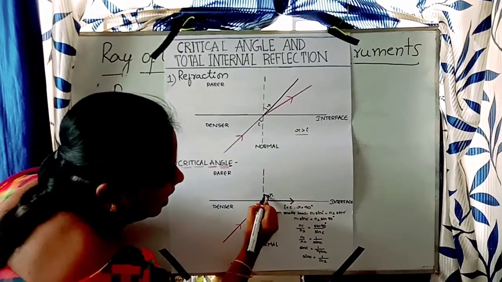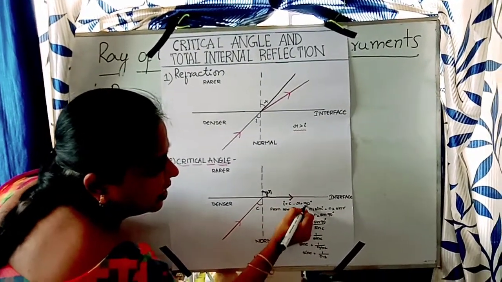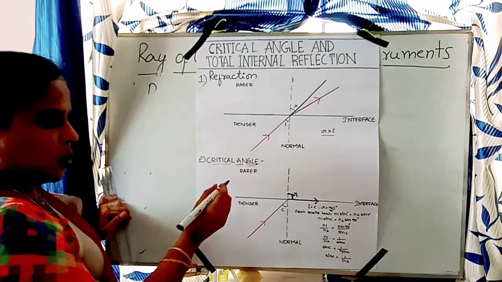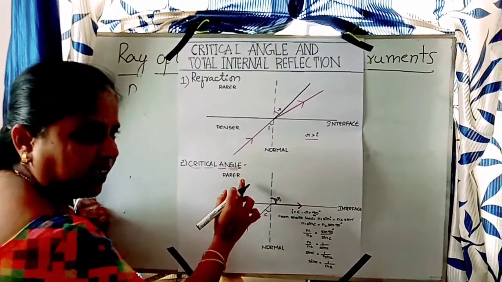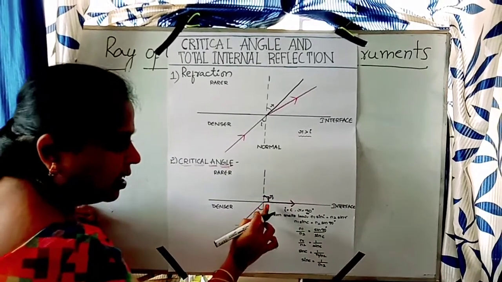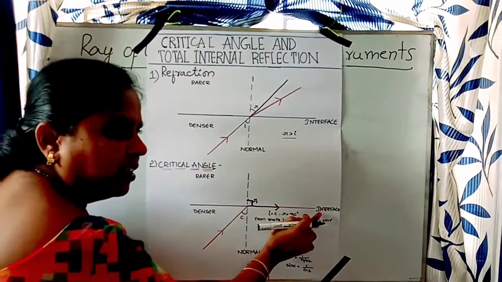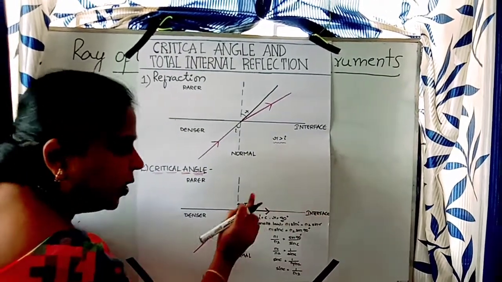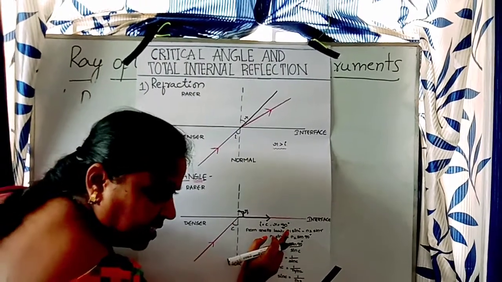So here the angle of refraction is 90 degrees. The light travels from denser medium to rarer medium, but the refracted ray coincides with the interface. So here the angle of refraction is 90 degrees.